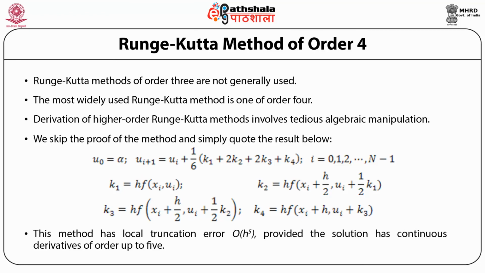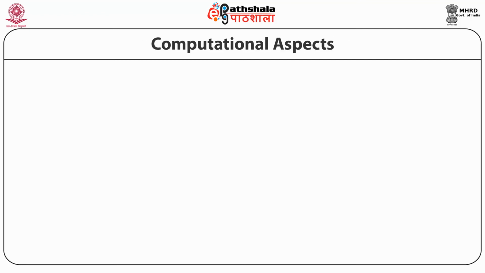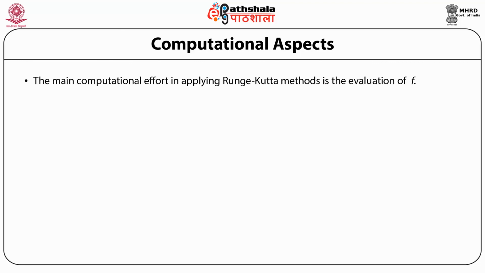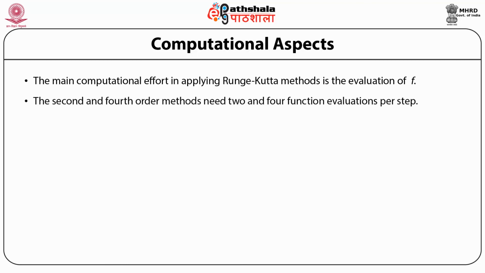This method has local truncation error O(h to the power 5), provided the solution has continuous derivatives of order up to 5. Let us discuss now the computational aspects. The main computational effort in applying the Runge-Kutta method is the evaluation of f. The second and fourth order methods need 2 and 4 function evaluations per step. So the local truncation errors are O(h square) and O(h to the power 4).